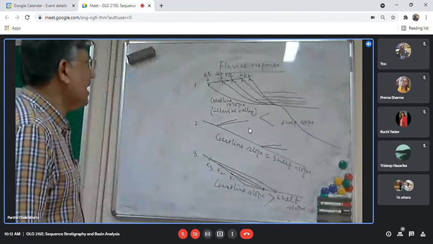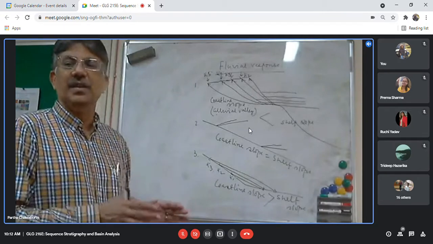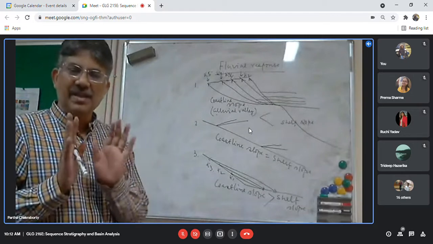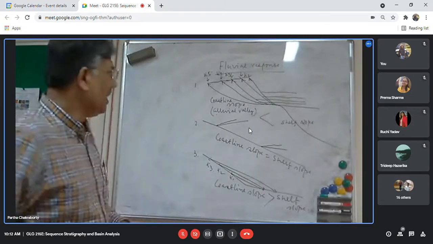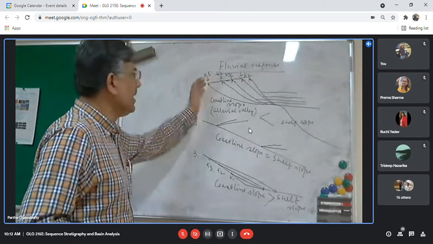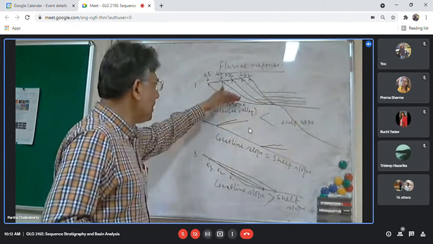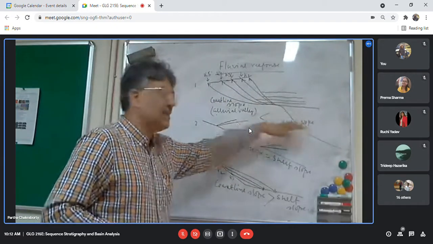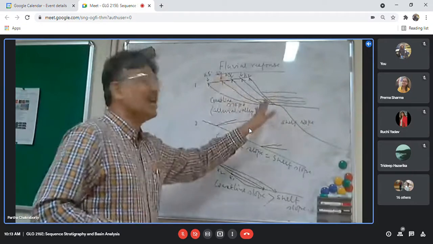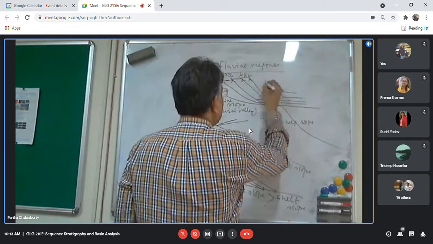So actually we are now discussing 3 different cases of how a fluvial system will behave when there is a base level fall. Now the first case is where your coastline slope or alluvial valley slope is less than the shelf slope. If this slope is less than this slope, then any fall will cause incision and degradation.